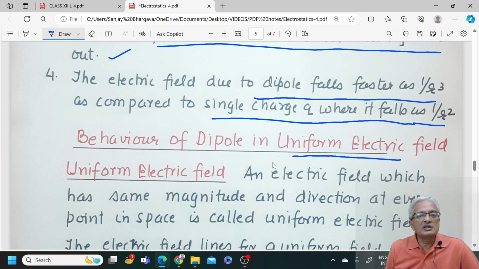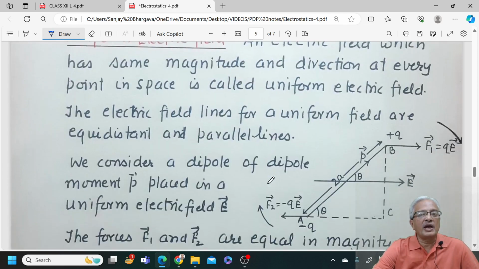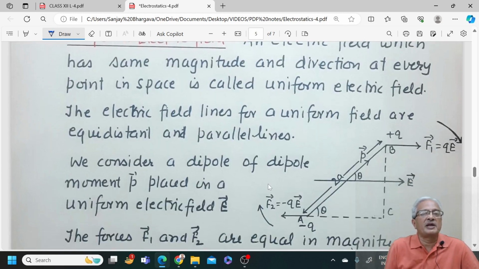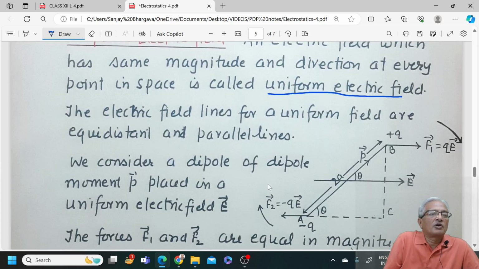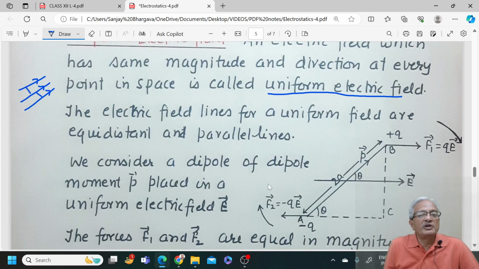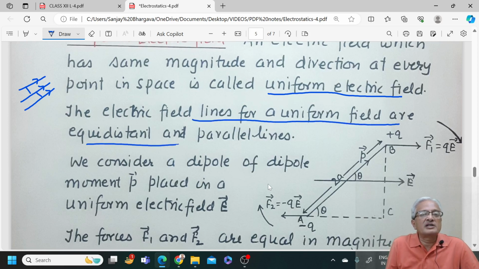Now what is a uniform electric field? An electric field which has the same magnitude and direction at every point in space is called a uniform electric field. So what would be the field lines? The field lines would be exactly parallel to each other and they would be equidistant also. So this spacing would also be the same. So we say electric field lines for a uniform field are equidistant and parallel lines.